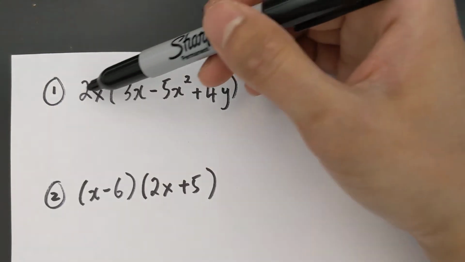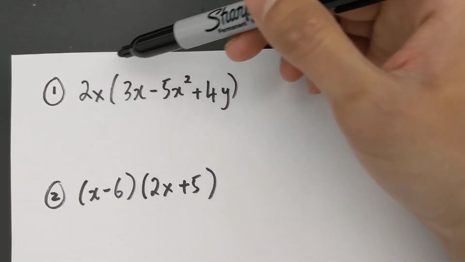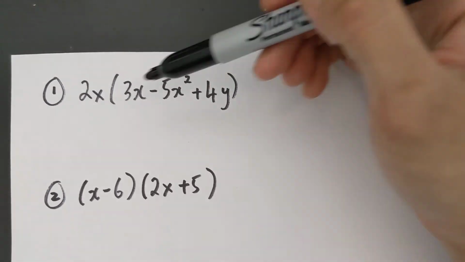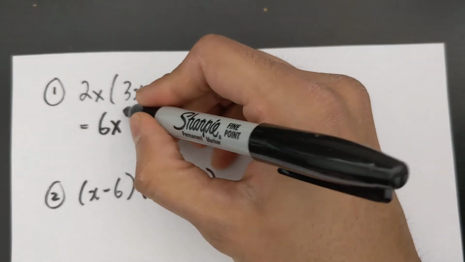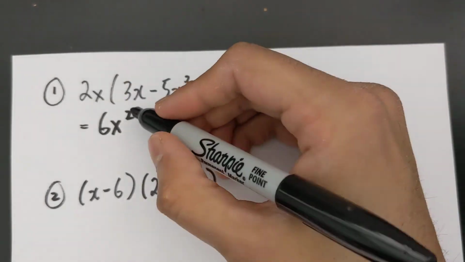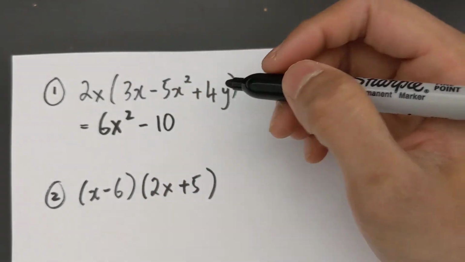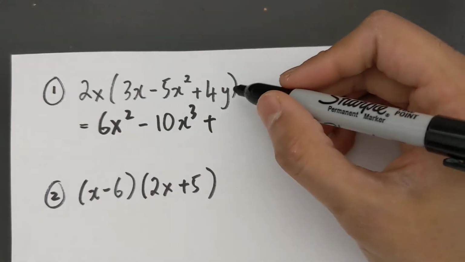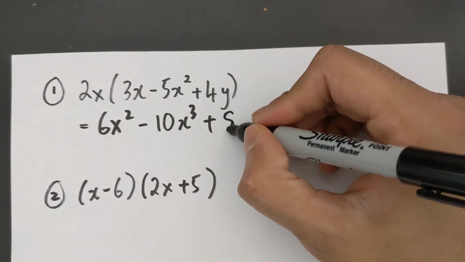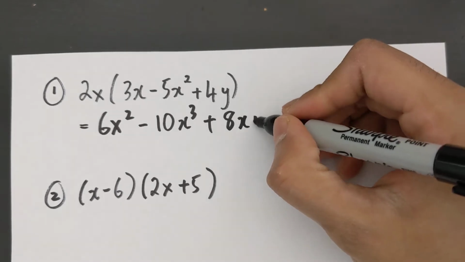Okay, so in this first one, when we expand, we gotta multiply this 2x by all three terms. So 2x times 3x is 6x squared. 2x times 5x squared, negative 10x cubed, plus 4x, that's gonna be 8xy.